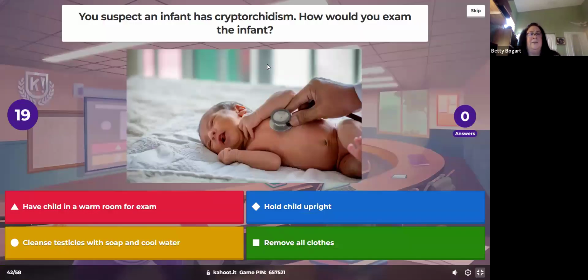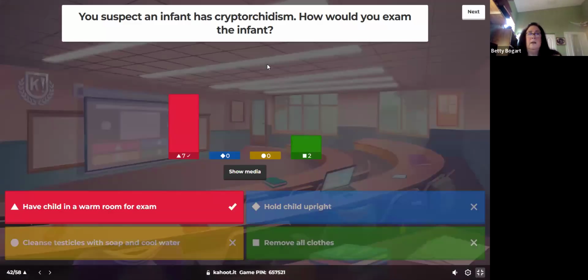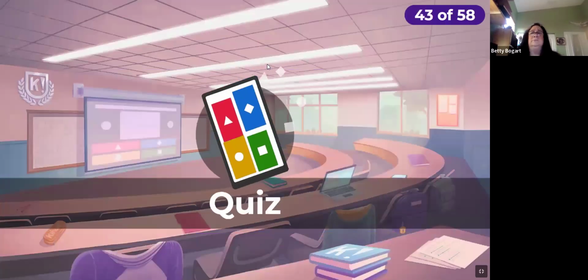How would you examine this infant? So turn them over and shake them when they come down, right? So put them in a warm room, and that warmth will help them come down. Again, cold hands too. It does, and they will shrink up, and you don't feel them. So a nice warm room is what you need.